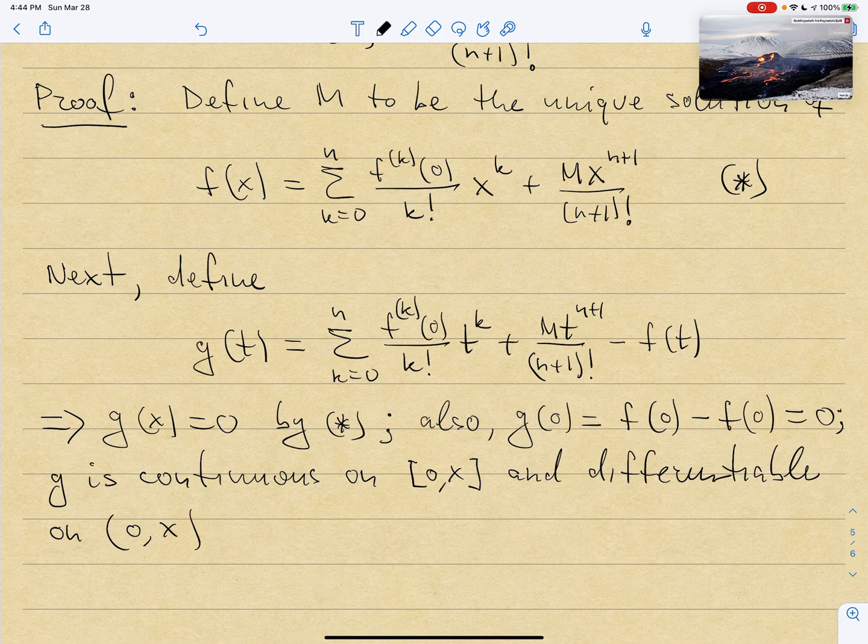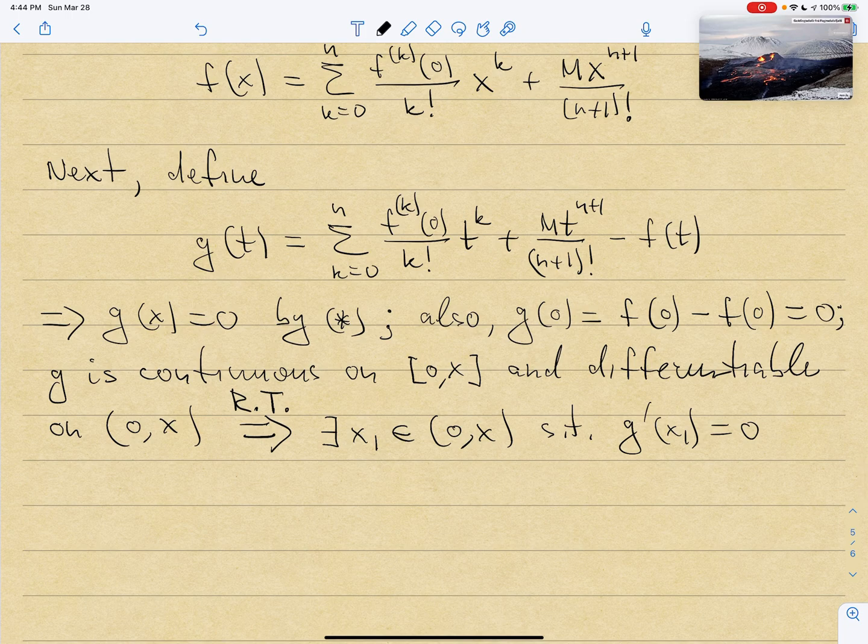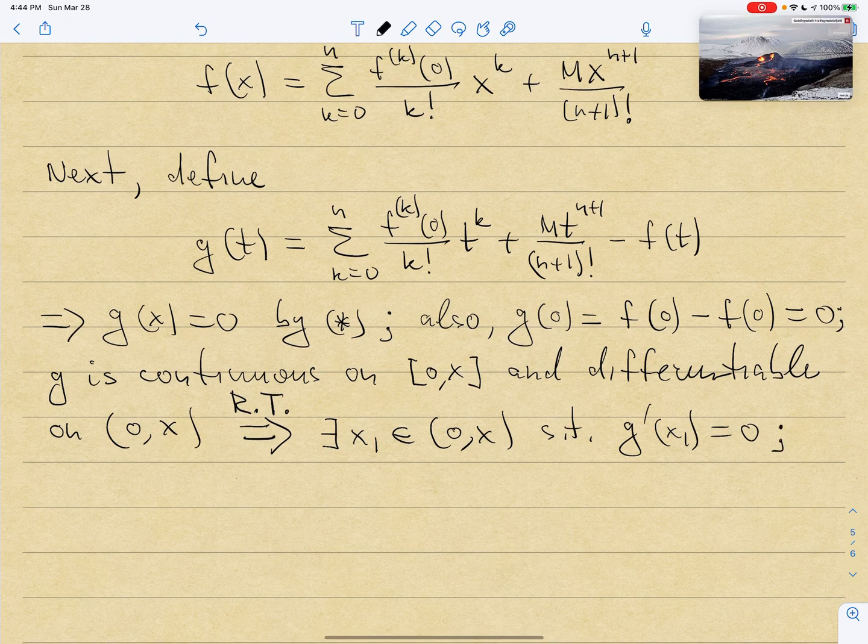Okay, so then by Rolle's theorem, I'm guaranteed that there exists, let's say, x1 that belongs to the interval from 0 to x, such that g prime of x1 is equal to 0. Okay, fine. Now let's compute what g prime of x1 actually is.